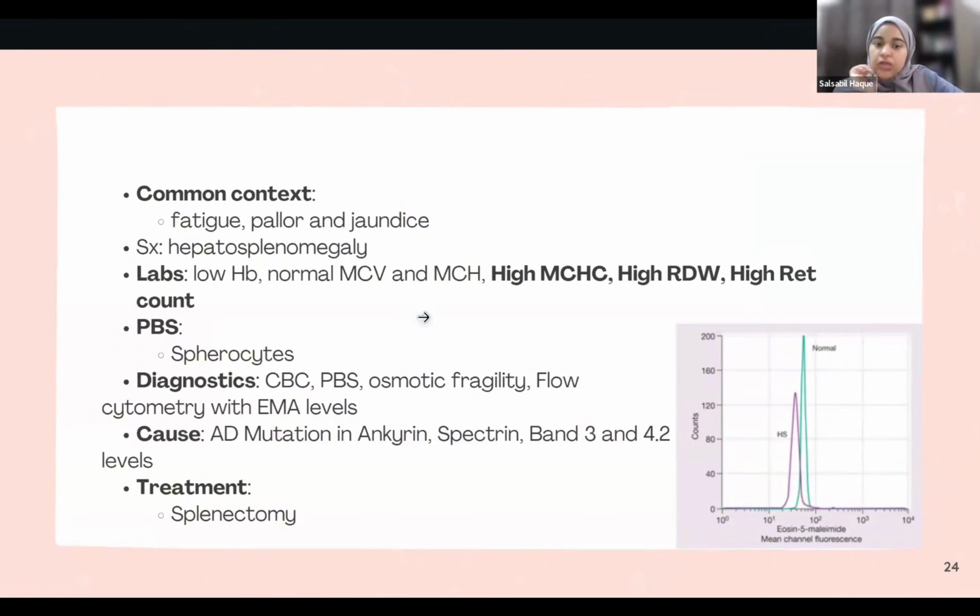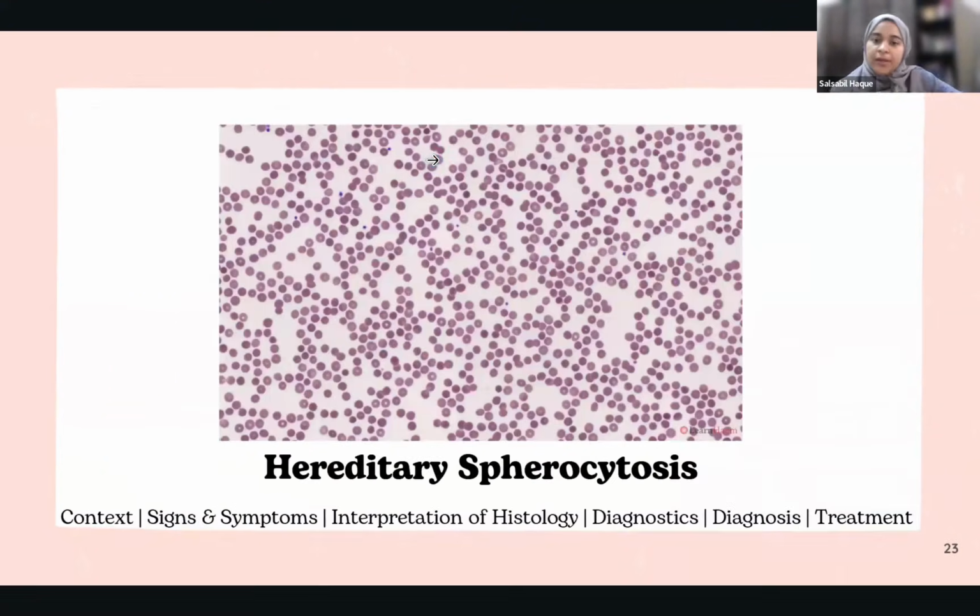Okay, so what are these? So osmotic fragility basically, let me orient everything together. So first of all, as you can see here, the defect here is in ankyrin or spectrin or band 3 or 4.2 or whatever it is, right? So the issue here is the cytoskeletal proteins. So if you don't have proper cytoskeletal proteins, obviously the cells are going to be very fragile. They're not going to have the biconcave shape and everything. So when you put them in water, they're going to break down very easily.